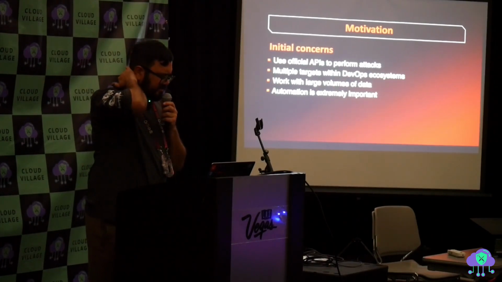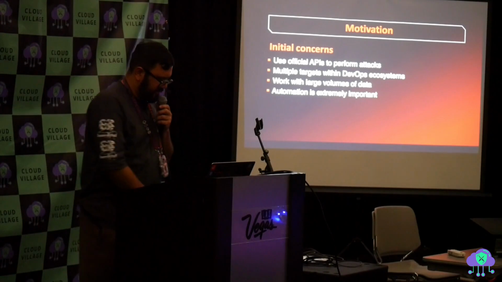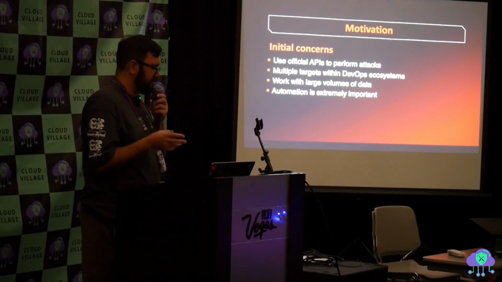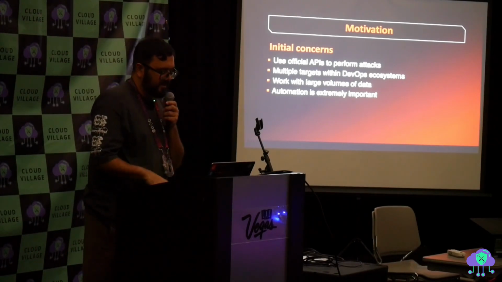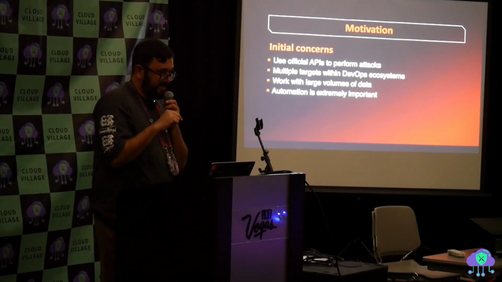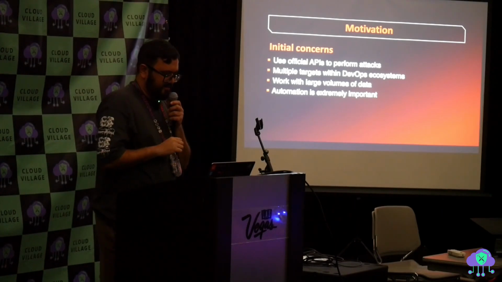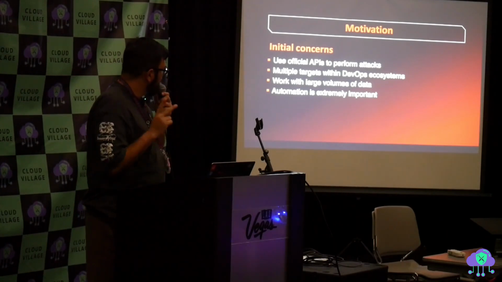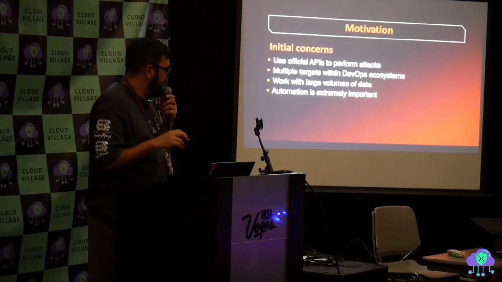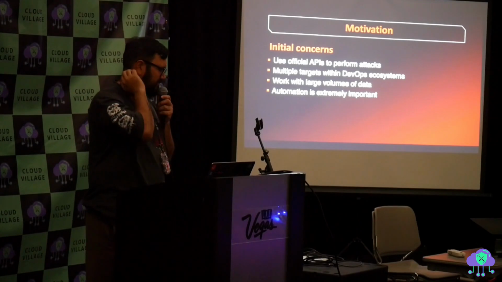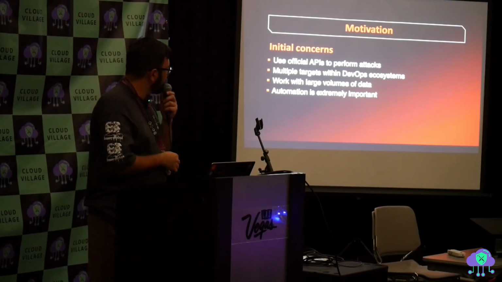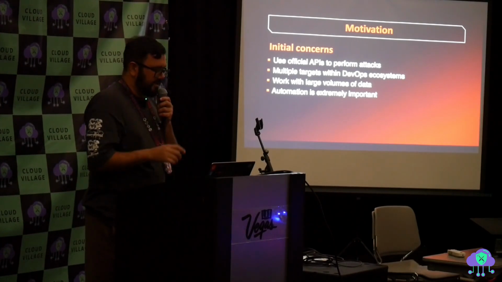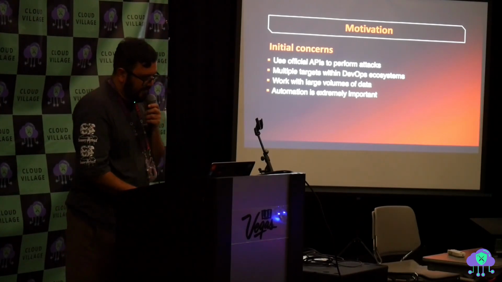Okay, I had some initial concerns about the tool. First, the use of the official APIs. In my opinion, it's just easier to use the official APIs to do the attacks. Most of the tools inside a CI/CD pipeline have APIs. So I think it's just easier to use the official APIs. Number two, the multiple targets. Usually inside DevOps, there are different types of systems. So the tool also needs to be able to attack different types of targets inside a pipeline.